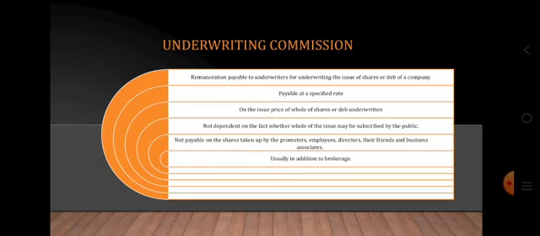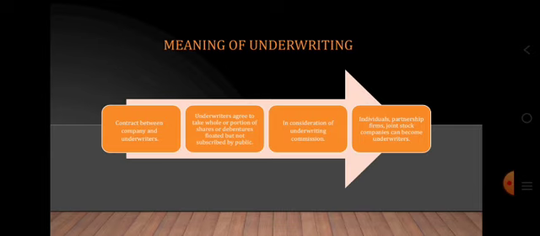Advantages of underwriting. Underwriting guarantees against the danger or risk of under-subscription. It provides assurance to the company of definite receipt of a stipulated amount from the public issue. It enables the company to go ahead with its financial requirements to meet its investment programs. It also enables smooth functioning of the company in the capital market.